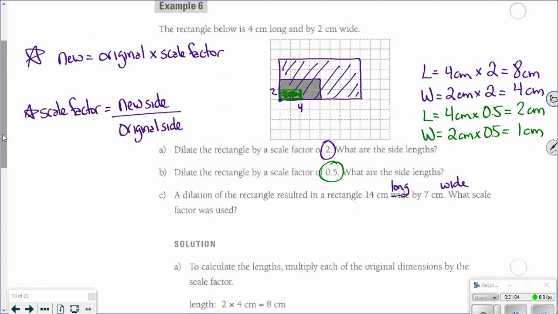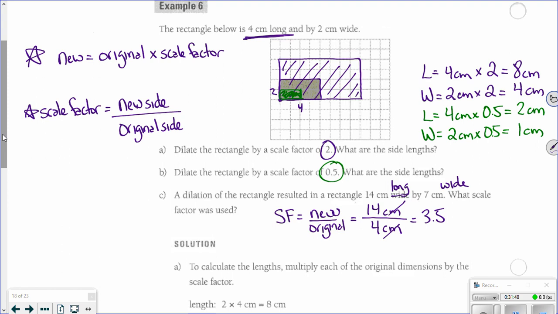So part C says the dilation of the rectangle resulted in a rectangle 14 centimeters long by 7 centimeters wide. What scale factor was used? To find the scale factor, it's always the new divided by the original. My new length is 14. My original length, coming way back to the original question, was 4. And 14 divided by 4 is going to be 3.5. The centimeters on top and bottom cancel. There are no units for scale factor.